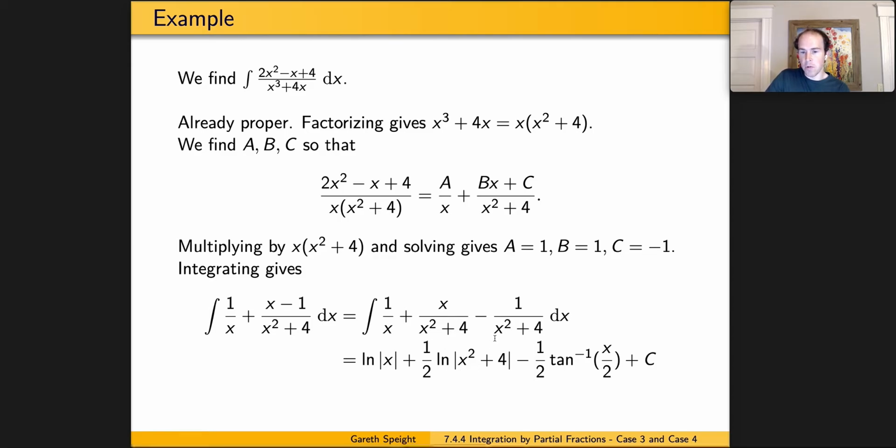And then lastly, the minus 1 over x squared plus 4 fits into 1 over x squared plus a squared with a equal 2. So that's going to be a half arctan x divided by 2 plus c. Okay, so this was the strategy for case 3.